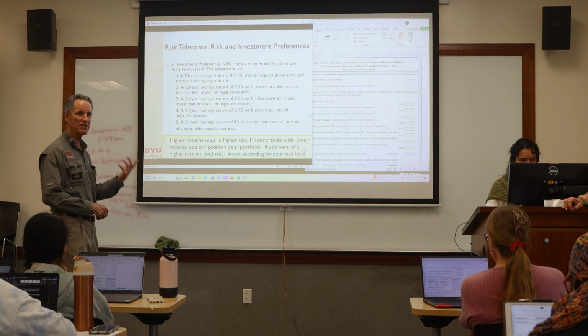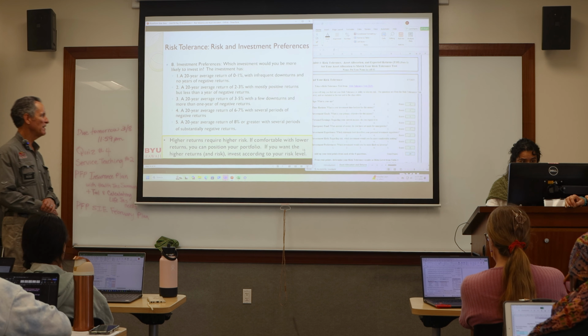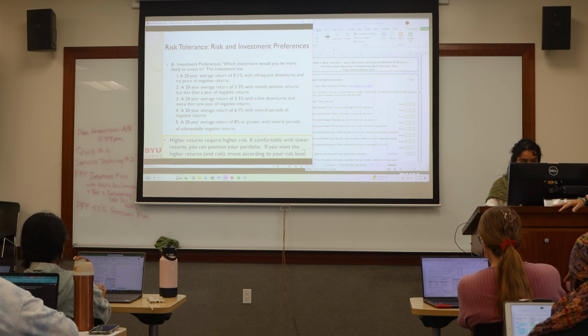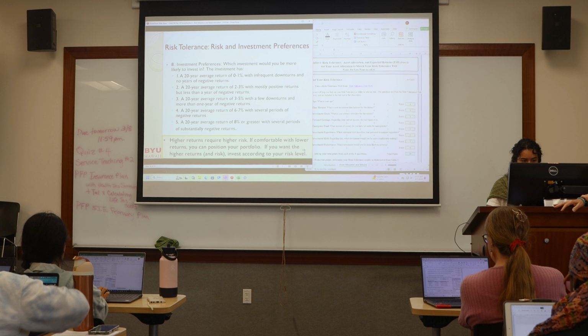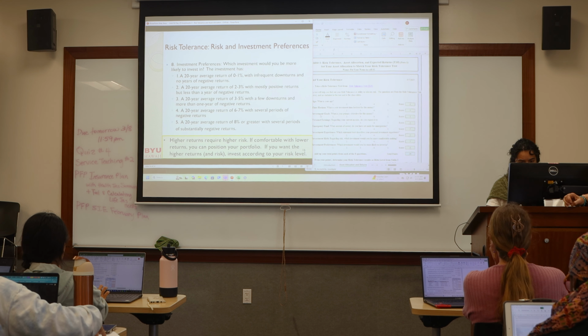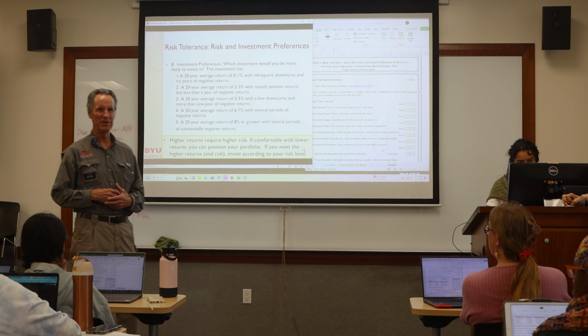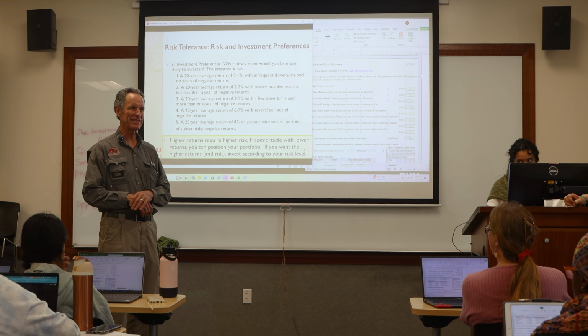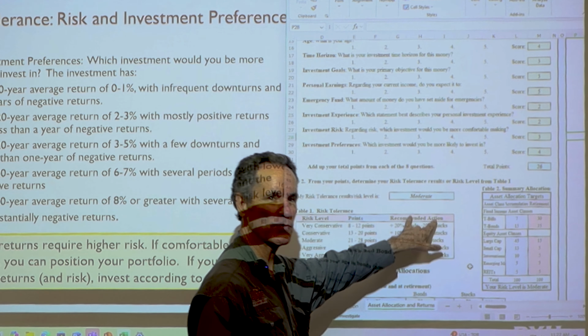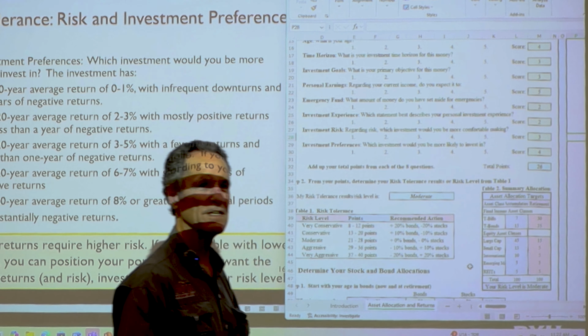So again, higher returns require higher risk. If you're comfortable with lower returns, you can position your portfolio that way. If you want higher returns and higher risk, you can invest according to your risk level. Someone asks, how do I get high returns and low risk? That's hard. What's Metzley's risk tolerance? She is moderate.